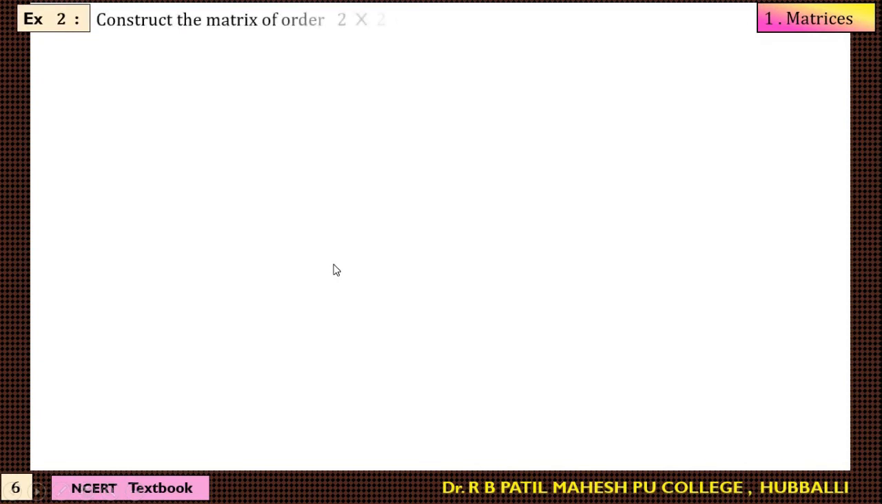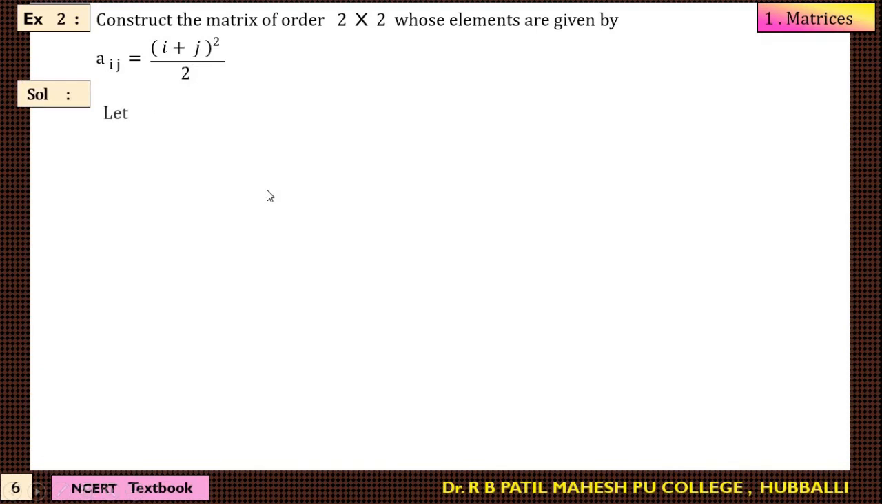Construct the matrix of order 2 cross 2 whose elements are given by aij is equal to (i plus j) whole square divided by 2. So here the order of the matrix is the same, but the elements we have to find out using this (i plus j) whole square divided by 2. Now this is different now. Now see the solution. First you write a matrix of 2 cross 2 order taking the general elements A11, A12, A21 and A22. Now these elements' values you find out using this formula.